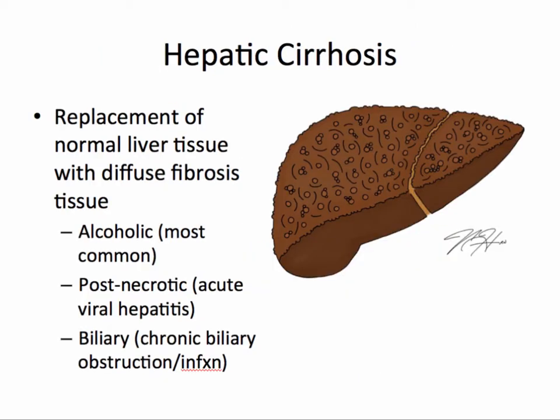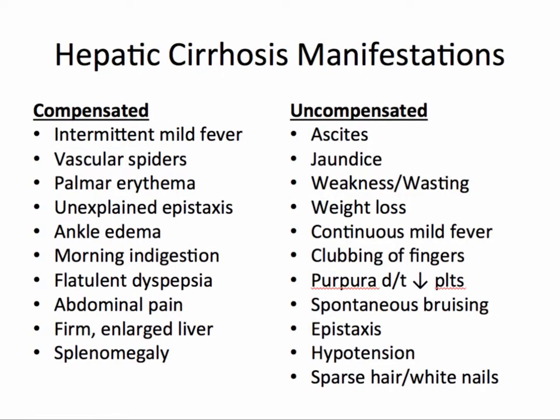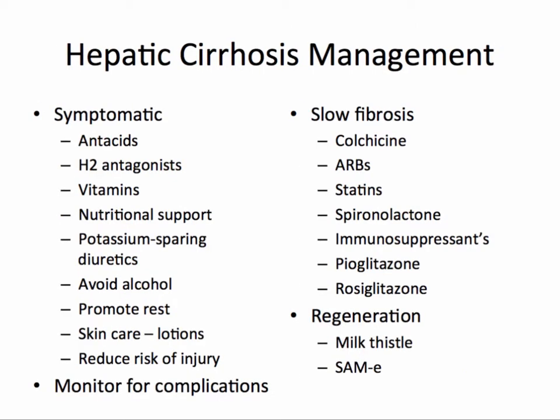Hepatic cirrhosis is the replacement of normal liver tissue with diffuse fibrous tissue. There are 3 types. Alcoholic is the most common. Postnecrotic typically occurs with acute viral hepatitis, and biliary can occur with chronic biliary obstruction or infection. The manifestations of hepatic cirrhosis can be divided into compensated and uncompensated. I've listed those symptoms for you here.